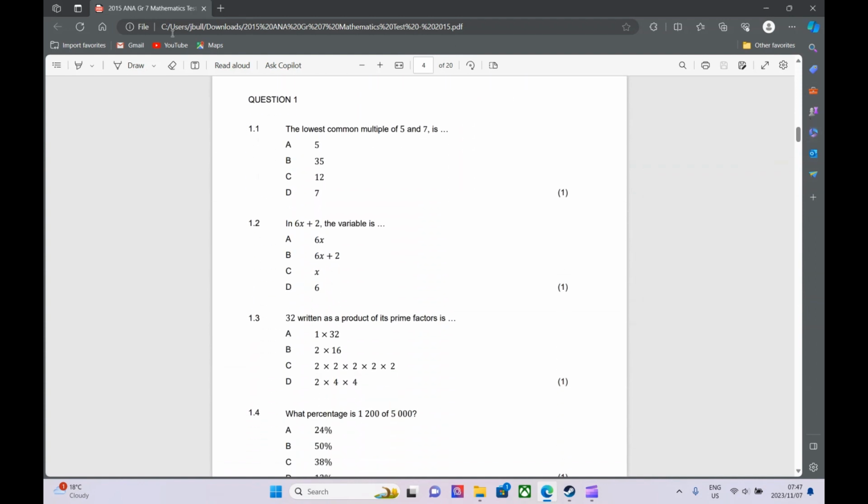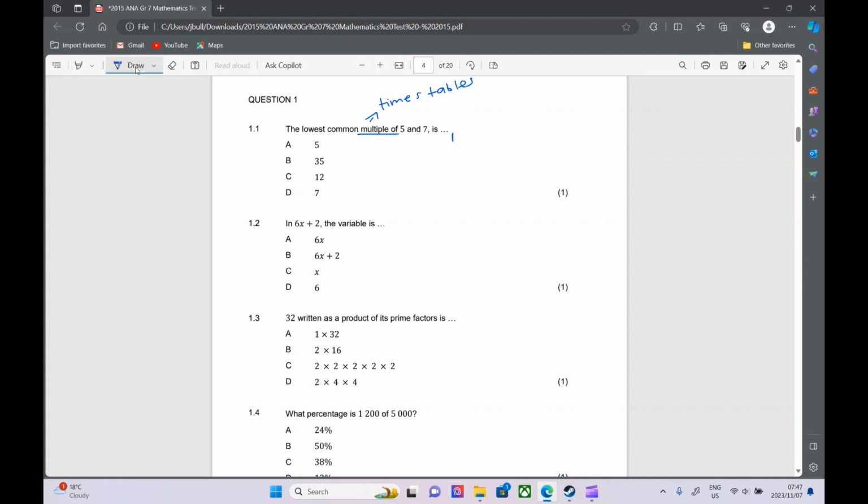Question 1, the lowest common multiple of 5 and 7. So multiple, that's the word I always look for. If it is a multiple, what they are really saying is the times tables. Okay, so they're saying in the 5 times tables and the 7 times tables, what is the lowest number that's in both of them? So I would just list them.